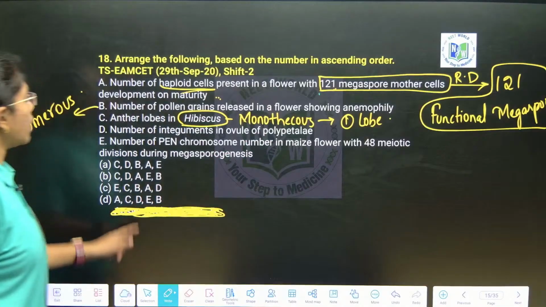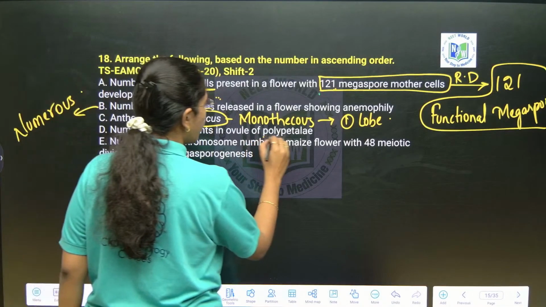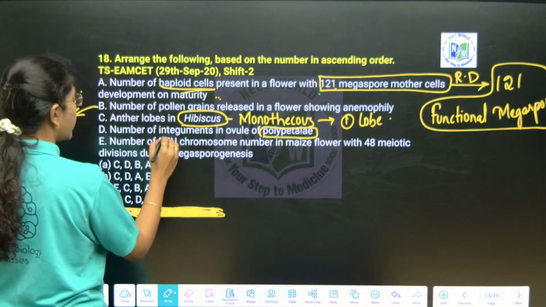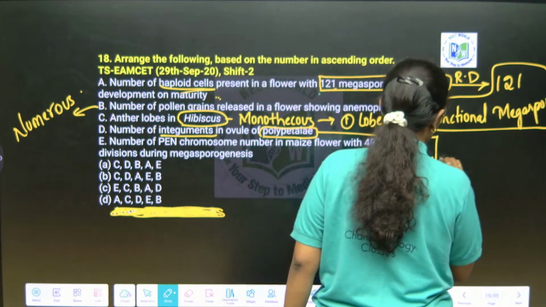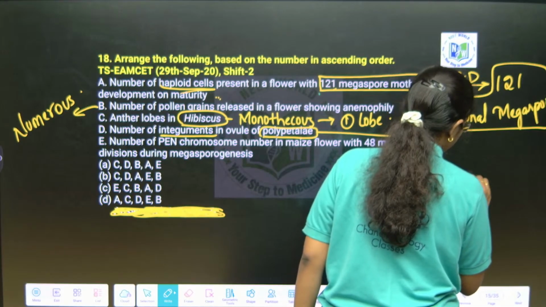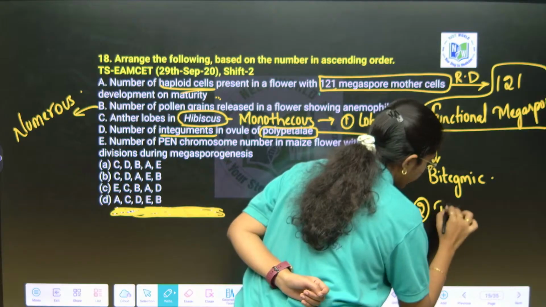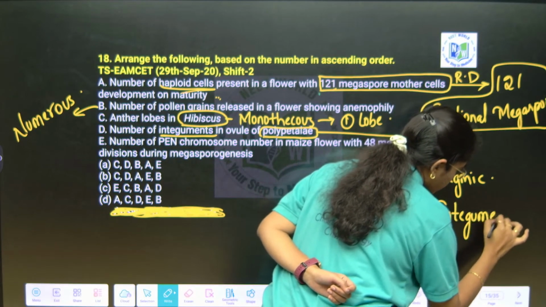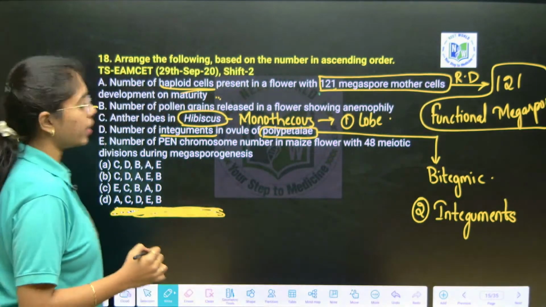Next you go through number of integuments in the ovule of polypetalae. Polypetalous ovule is having how many integuments? It is bitegmic. Bitegmic means it is having 2 integuments. Fine, right? It will be having 2 integuments.